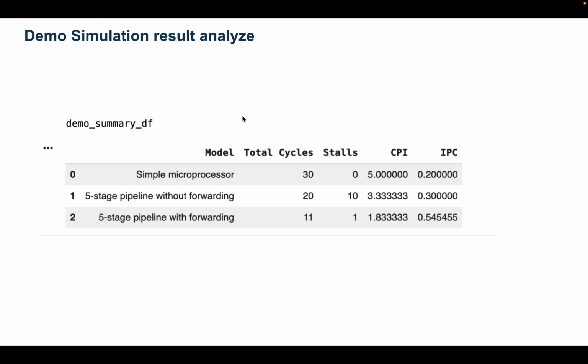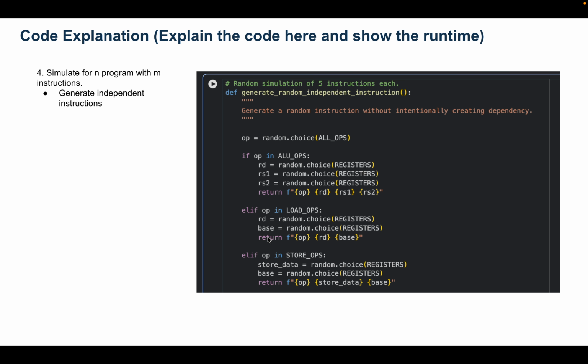So from the result of the demo simulation, we can see that the total cycles reduced from 30 in a 5-stage pipeline with no forwarding to 20. So the improvement is very huge. And after we add forwarding, the hardware of the forwarding path, the total cycles even dropped to 11. So this is a very huge improvement, and forwarding is really very useful here.